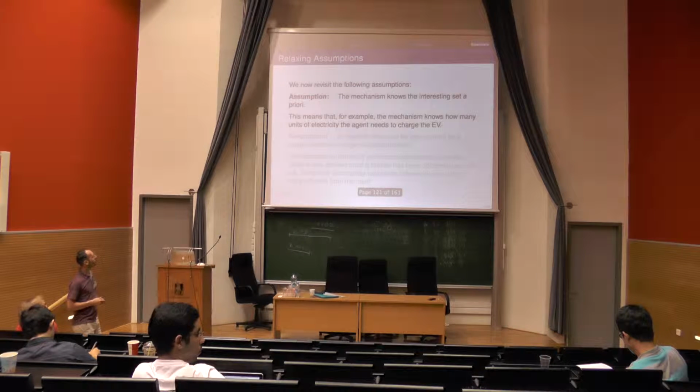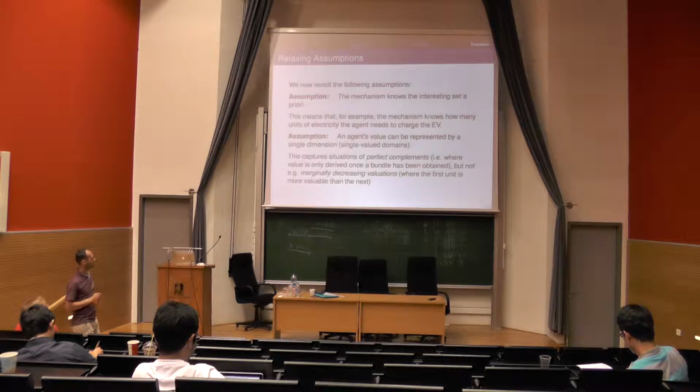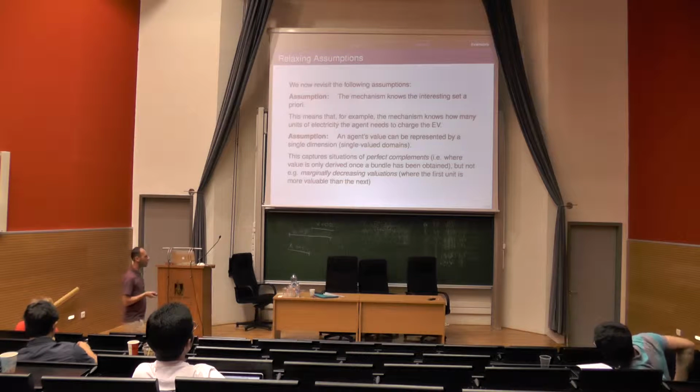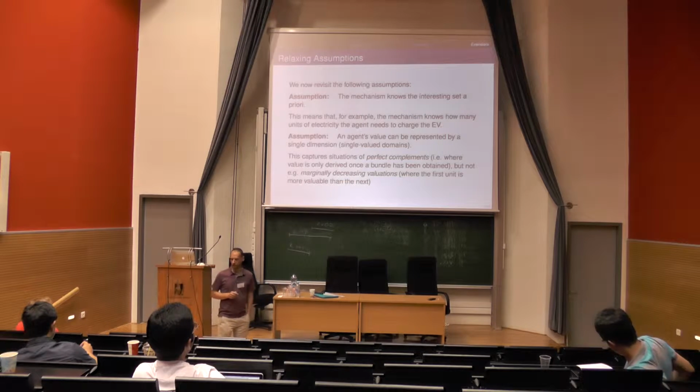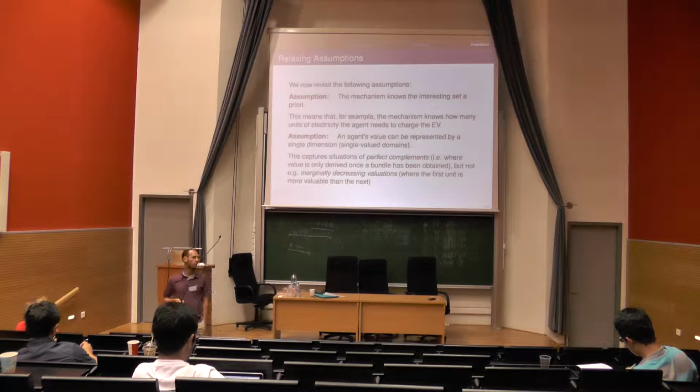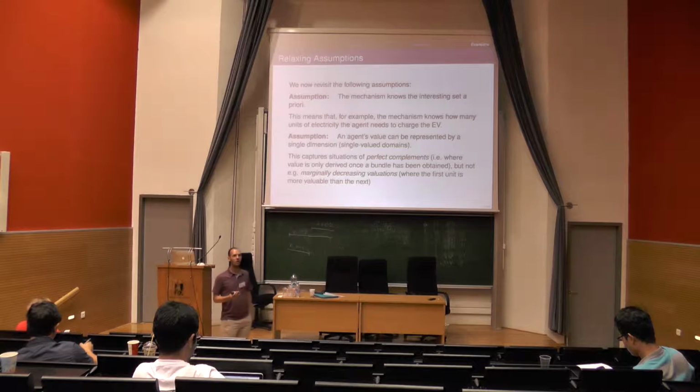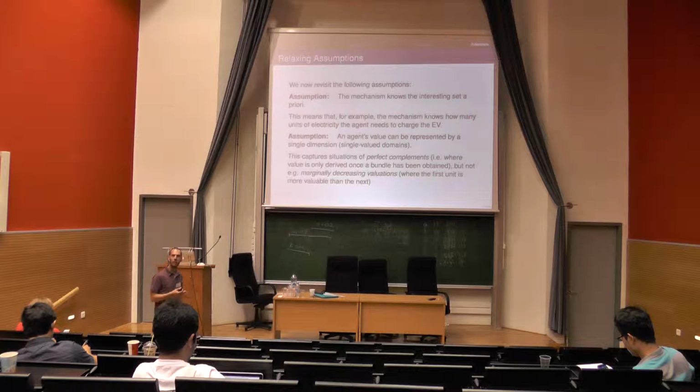So what assumptions did we make? Just to review both of them: the mechanism knows the interesting set a priori. So far, in all the examples, the agents only wanted 1 item. But there are more interesting settings where the agent wants 5 items and is not satisfied with 1. So the question is, does the mechanism know that the agent wants 5 items or not? We've so far assumed the mechanism knows that he wants, for example, 1 item, but maybe it doesn't.